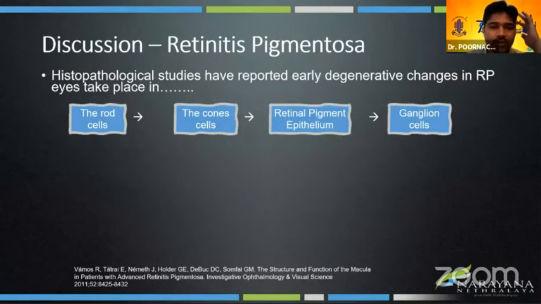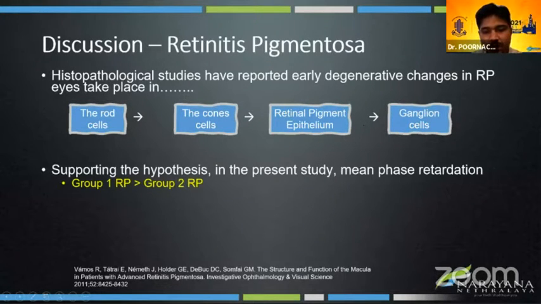Coming to the discussion, we know histopathological studies have proved beyond doubt that in RP, rods are first to degenerate, followed by cones, then the retinal pigment epithelium, followed by ganglion cells. Supporting this hypothesis, in the present study, the mean phase retardation was more in group 1 RP than group 2.